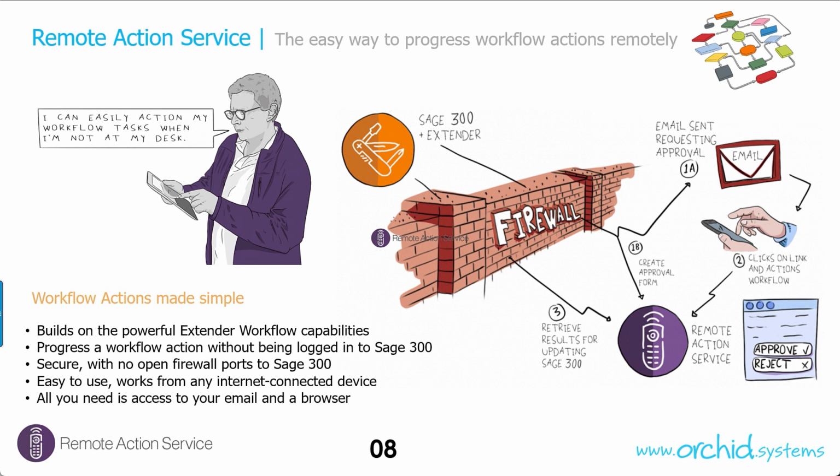There are also alternatives to approve the records without logging in to Sage 300. One is Remote Action Service, which sends you an email link with a form hosted on AWS, which lets you progress your workflow action without being logged on to Sage 300. This is secure, you do not need to open a firewall port, and it's easy to use, works from any internet-connected device.